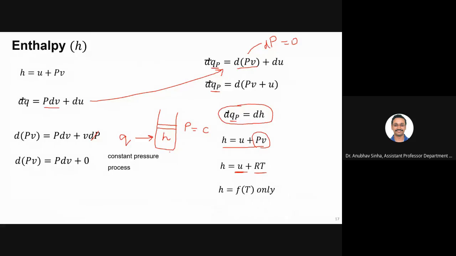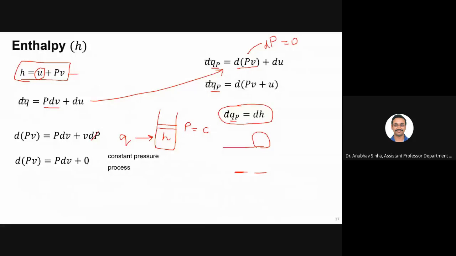Like internal energy, U. U is the property of a system. Similarly, H is also a property of a system, defined by this. So they are different properties. Don't mix them. For enthalpy, just remember this: H is equal to U plus PV.